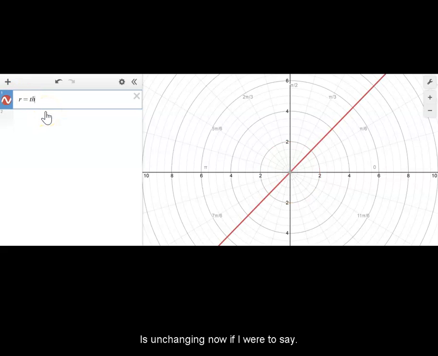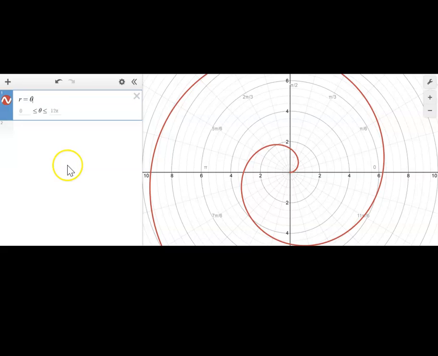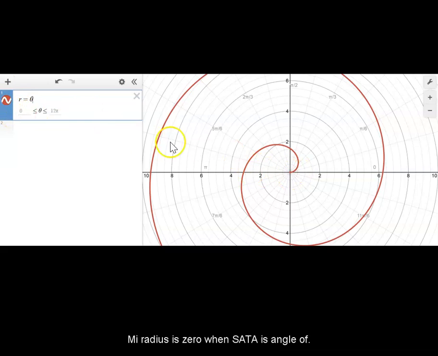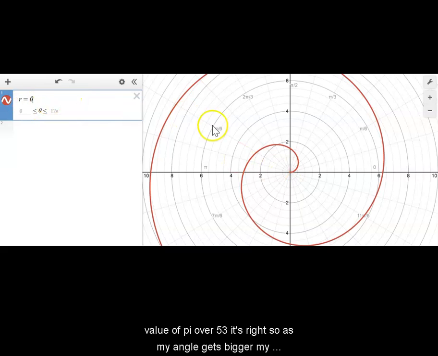Now if I were to say theta, as my theta changes, when theta is an angle of 0, my radius is 0. When theta is an angle of, I don't know, pi over 53, my radius is whatever the value of pi over 53 is, right? So as my angle gets bigger, my radius gets bigger, I'm sorry, larger radius.